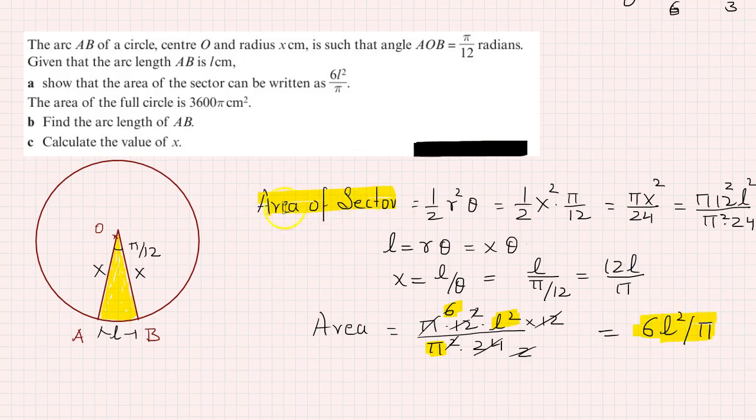What we have to prove here is 6L squared over pi, and there is no x there. So you have to find the relation between x and L. Once you write the formula, you take the value of x and put it here in terms of L. You will get the answer. This was part A.